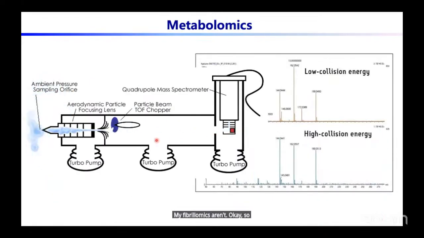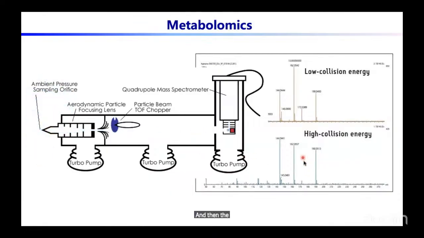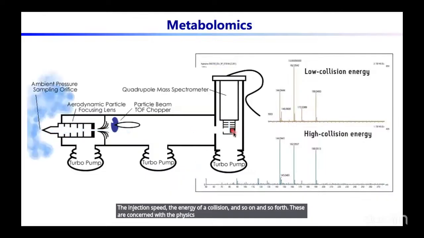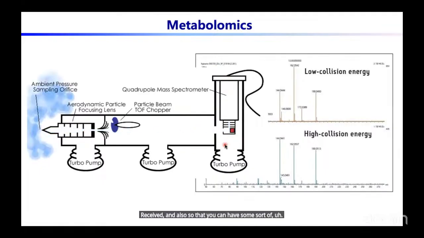Okay, so this is a more detailed or close-up view of the channel, where you can see the beam become separated because of the difference in speed. And also you can see that the ability to generate the peaks also depends on the injection speed, energy of collision, and so on and so forth. So these are concerned with the physics, because in the end you need to have it received and also have some sort of reflected light to record the spectrum.